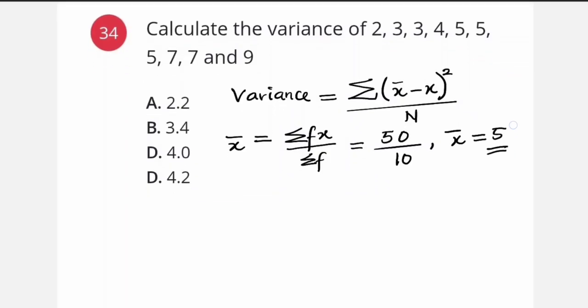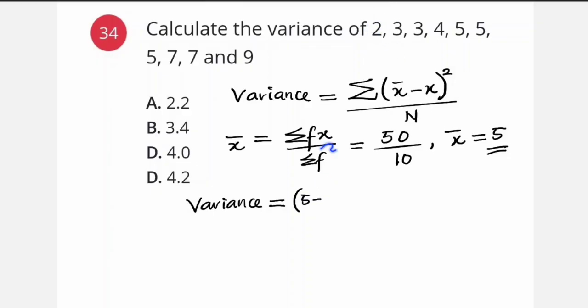So right now we are going to be subtracting these values from 5. Then we square them, then we sum it together and divide it by 10. So by doing so, our variance will now be 5 minus 2.